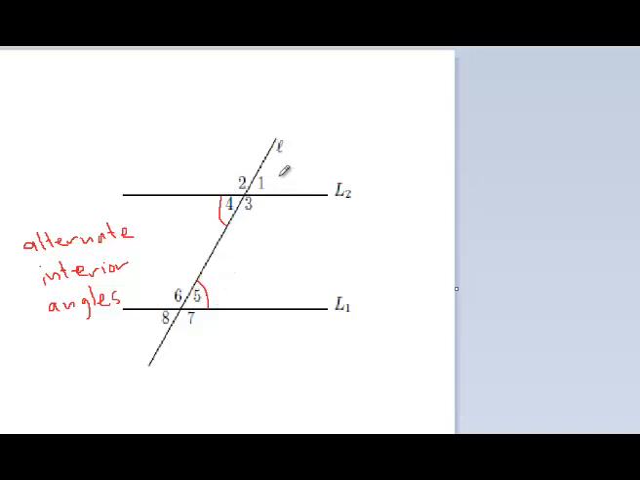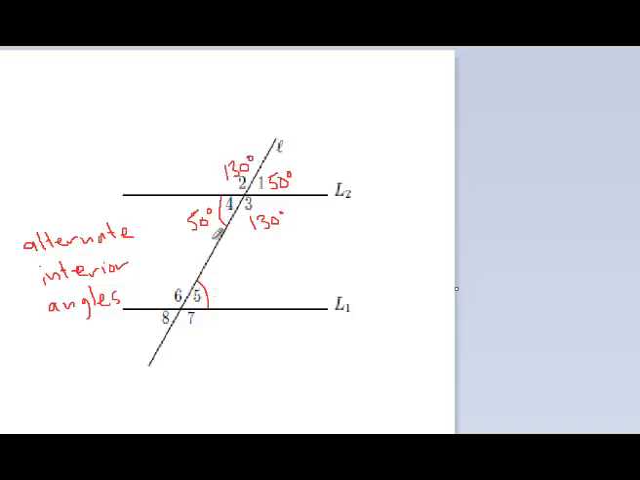So interestingly enough, if I know what one of them is, I'll know what all 8 of them are very easily. For example, if you tell me that angle 1 is 50 degrees, well then angle 4 also has to be 50 degrees. Angle 3 is supplementary with angle 1 or angle 4, so it has to equal 180 altogether, which means it has to be 130. This also has to be 130.